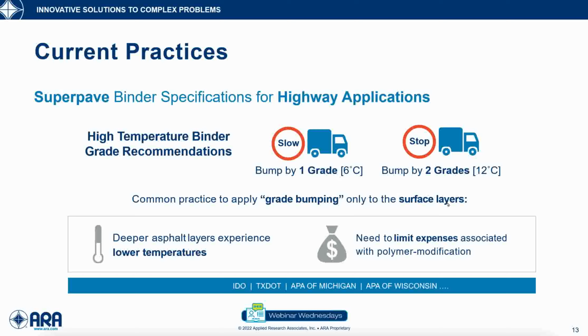And we also try to minimize the cost of the project. So we try not to bump the grade, because bumping the grade entails modifying the asphalt with polymers or acids, so it just becomes expensive. So to come up with a lower cost in the pavement construction, we don't bump the grade of lower layers, mainly base layers, also called the binder layer.